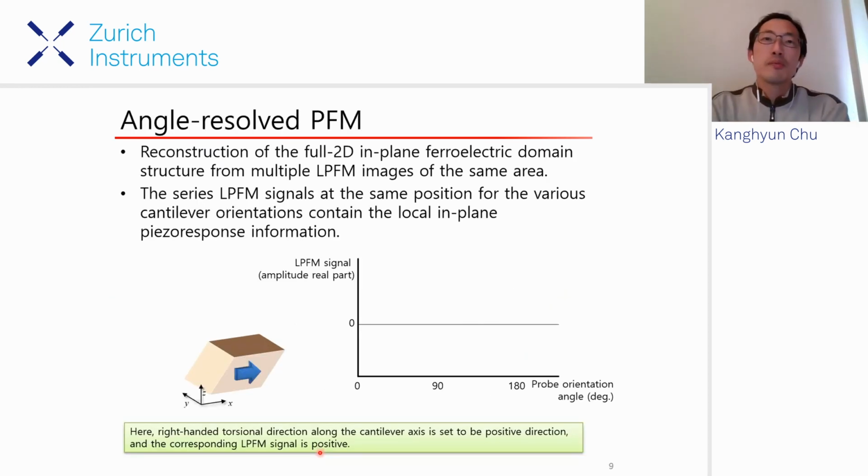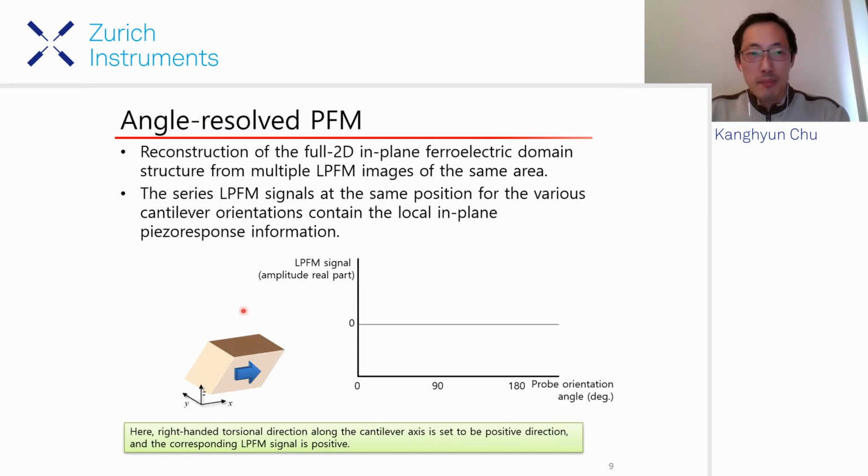And the angle resolved PFM is inspired by the question of how we can integrate those projected PFM images to restore the whole 2D in-plane ferroelectric domain structure. Let's see this. When we have different orientations of the cantilever, each will give you a different piezo signal. Here, I mean the amplitude real part, which we often call X.